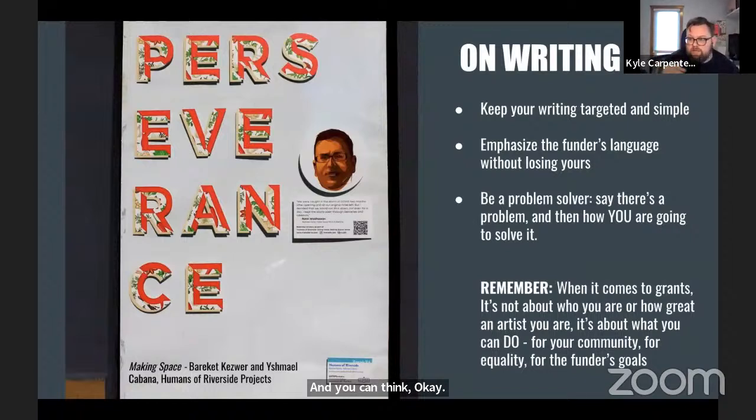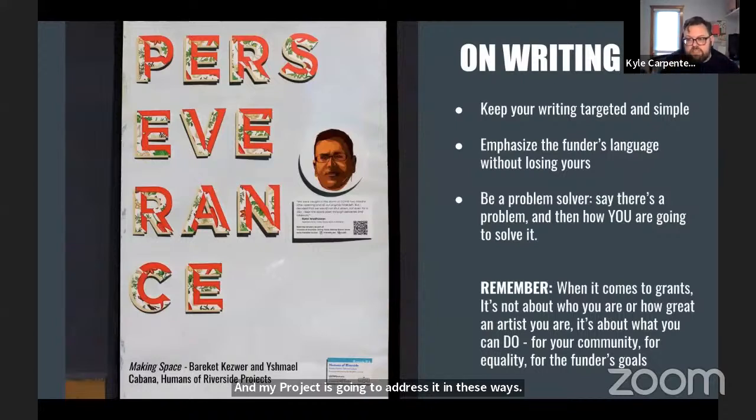So downplay, you're all great artists. I believe that truly. But that doesn't need to be the key message for a grant. What needs to be the key message is, I'm going to identify this issue, or I have identified this issue, and my project is going to address it in these ways.